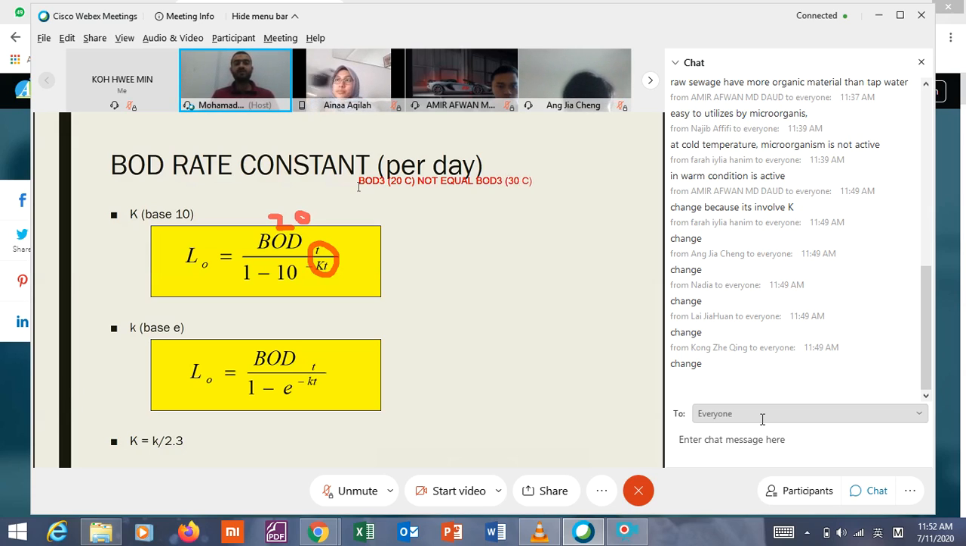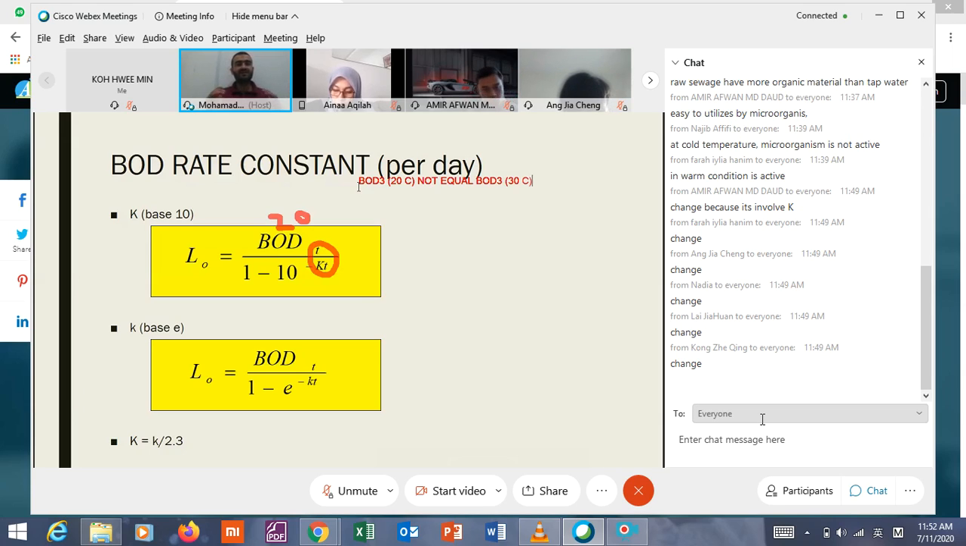Okay? So when the temperature changes, the BOD will change, but the L naught will not change, because the L naught is something like a feature of the wastewater, of this specific wastewater.